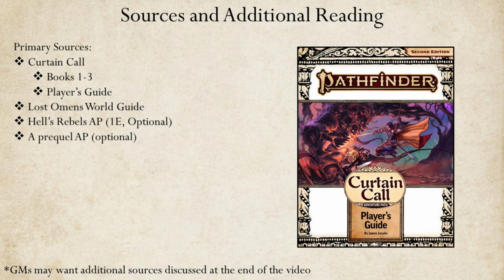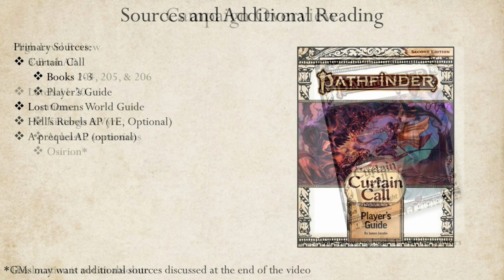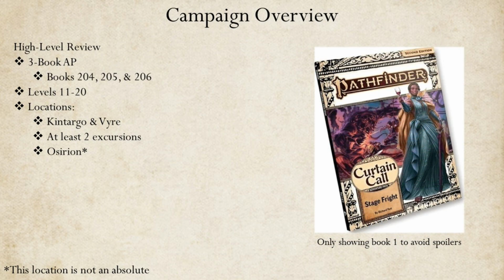With that out of the way, let's start with the campaign outline. Curtain Call is a 3-part adventure path which takes player characters from 11th level through 20th level. It is the 17th adventure path which Paizo has produced for 2nd edition, assuming you count the remake of Kingmaker, covering books 204, 205, and 206 in the Adventure Path product line.